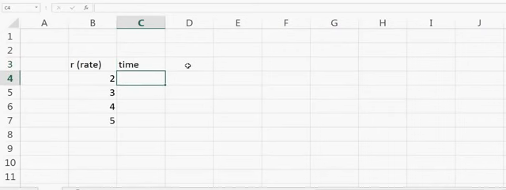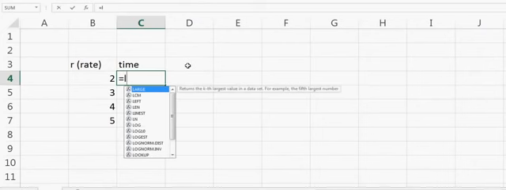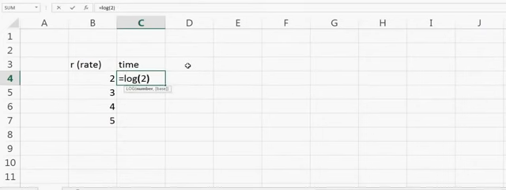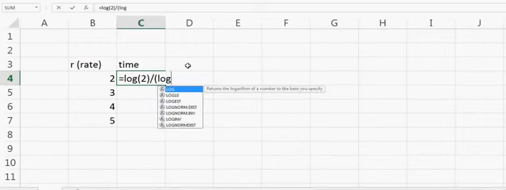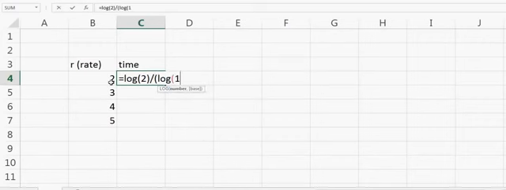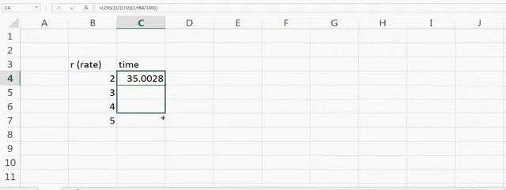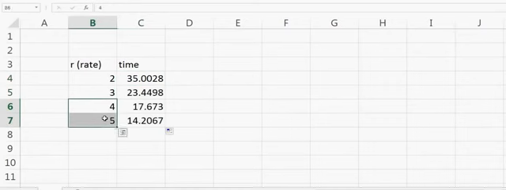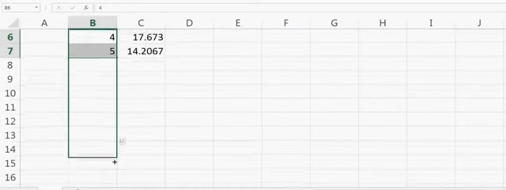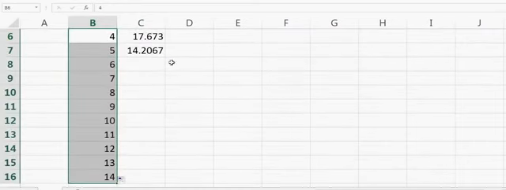So time should be equal to, as we calculated before, log of 2 divided by log of 1 plus the rate divided by 100, because this is in percentage, right? So it says 35 years, right? So we can keep doing this, and we can also generate a table for all the r's and these numbers.